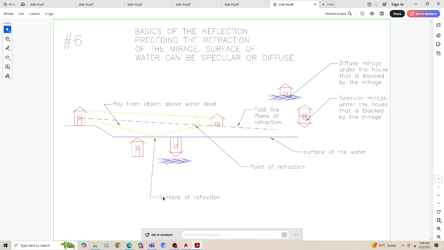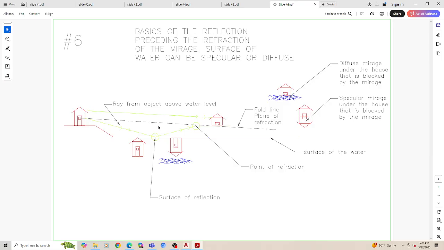Once we get to the surface where reflection takes place, this is the point of reflection on the surface or off of the surface. Okay, this is where reflection is happening. And reflection is going to now produce either the inverted house or the waves. This would be a specular reflection. This would be a diffuse reflection of everything that's coming off the water's surface.